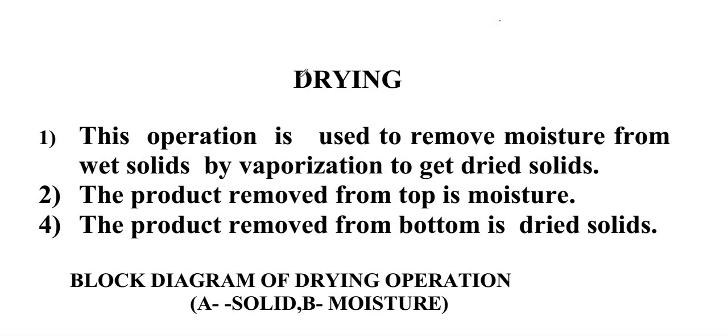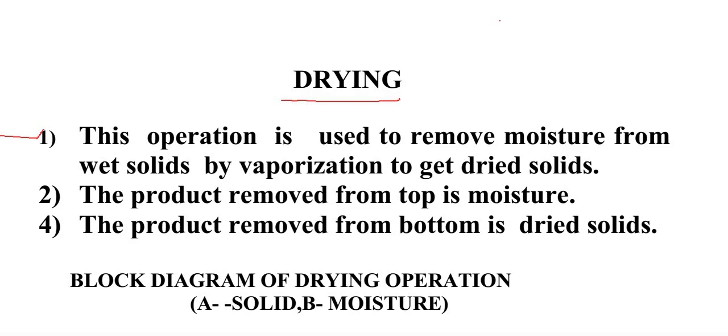of its drying operation. This particular chemical operation, which is generally the last operation carried out in industry for conversion of wet solids to the dry solids. When our main product is solid, then this is the general last operation which is required for the product conversion of wet solids to dry. So this particular operation is used to remove the moisture from wet solids by vaporization to get dry solids.